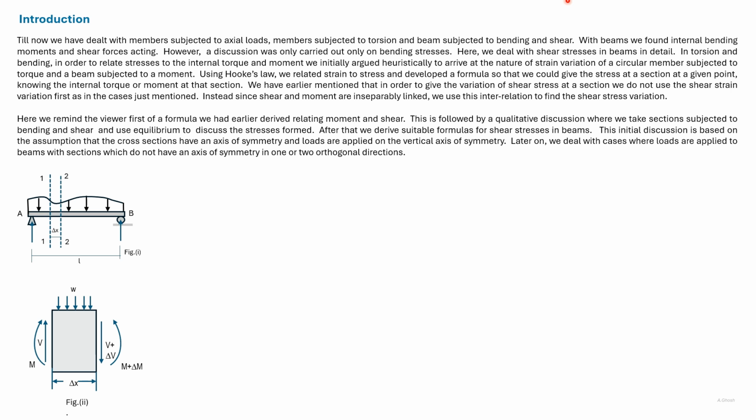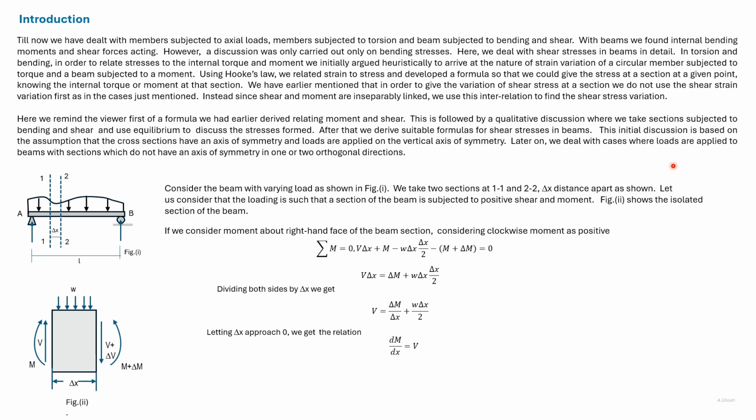The variation of shear stress is found in a different way. Bending moment is inseparably linked with shear. Using the varying bending moment, we find the variation of shear stress. Here, first, the shear stress is discussed in a section with 2 axes of symmetry. We then deal with the case of 1 axis of symmetry and no axis of symmetry. We first discuss here a relationship between shear and moment, which was also obtained earlier.